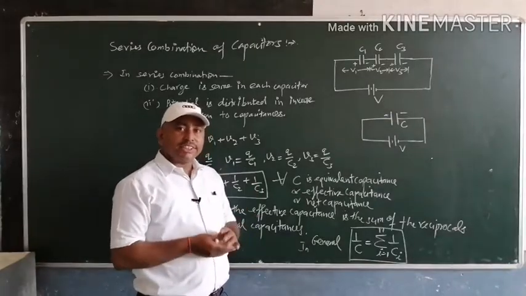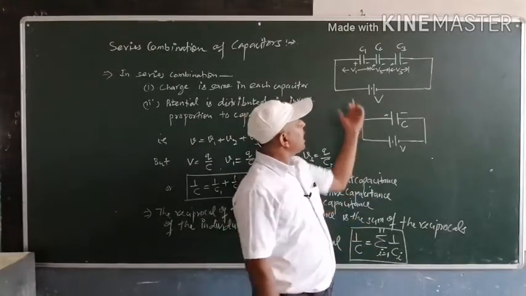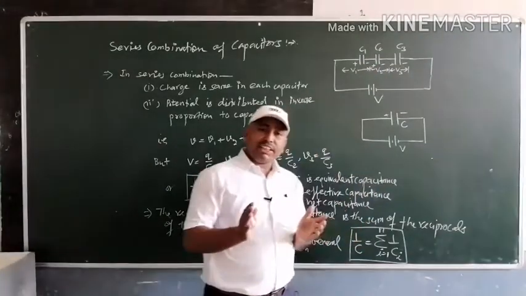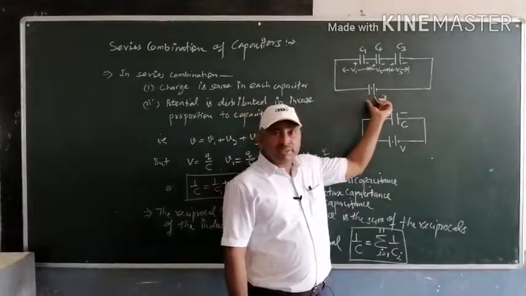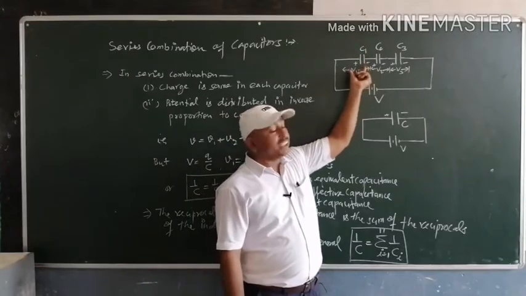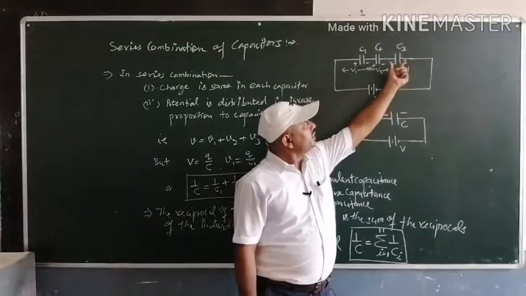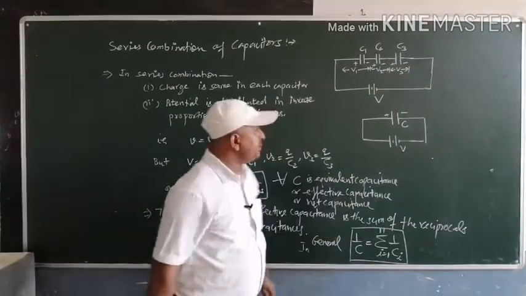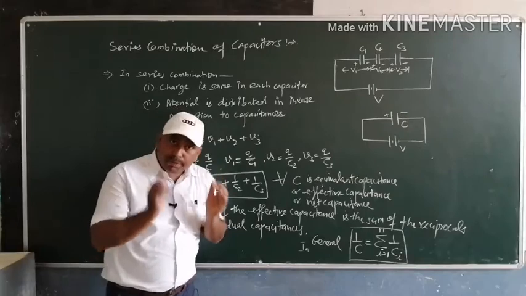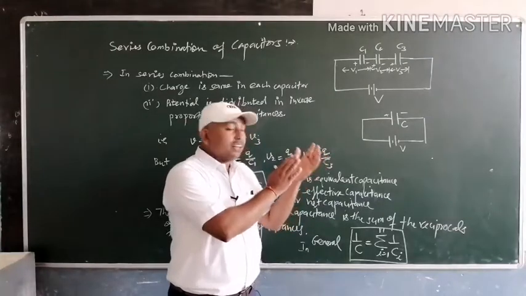I want to find the net capacitance of the series combination of different capacitors. Suppose that we have three capacitors C1, C2 and C3. If they are connected in series with a battery whose potential is V, then the potential drop across the first capacitor is V1, across the second capacitor is V2, and across the third capacitor is V3. Then the total potential supplied by the battery will be equal to the potential across each capacitor.